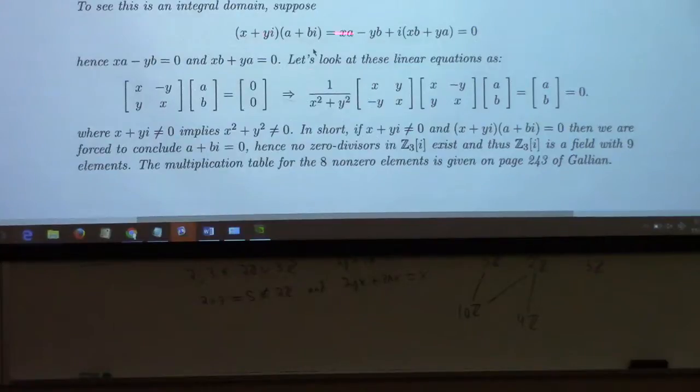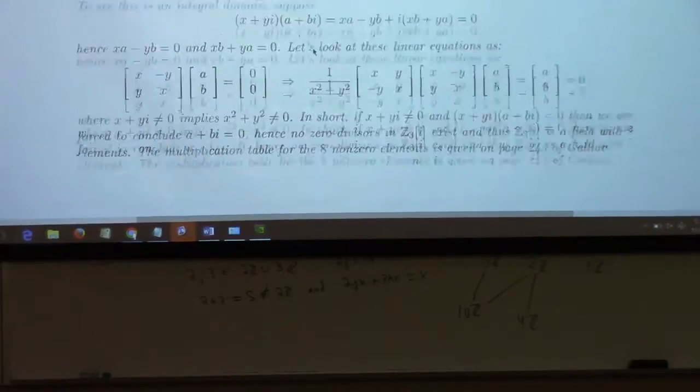So consequently, if you have the product of two things in here being 0, you're forced to have one of them be 0. So there are no zero divisors. This proves, in fact, that Z3 with i adjoined, this guy, is an integral domain. These details are not in Gaussian, I added them. I'm trying to be nice to you guys. This is a very significant help for 23.